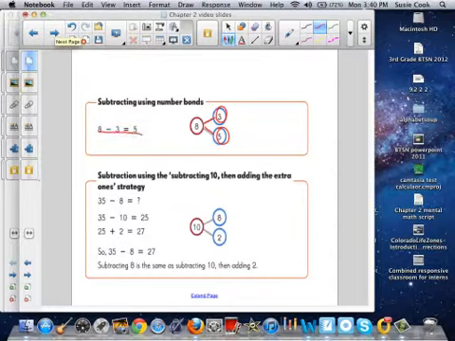Using a larger number, using the subtracting 10 and then adding the extra 1 strategy, our problem is 35 minus 8. But we know it's much easier to say 35 minus 10. So we take our 8, and we know 8 plus 2 equals 10. And 25 plus 2 is 27. So 35 minus 8 equals 27. Subtracting 8 is the same as subtracting 10, then adding 2.